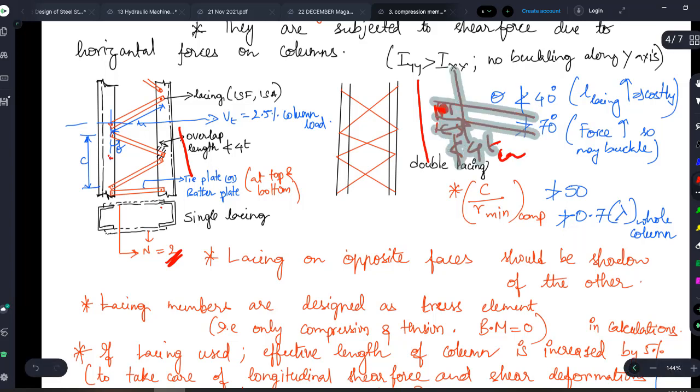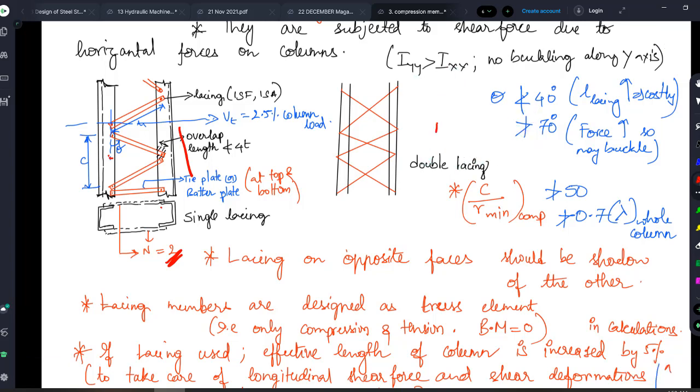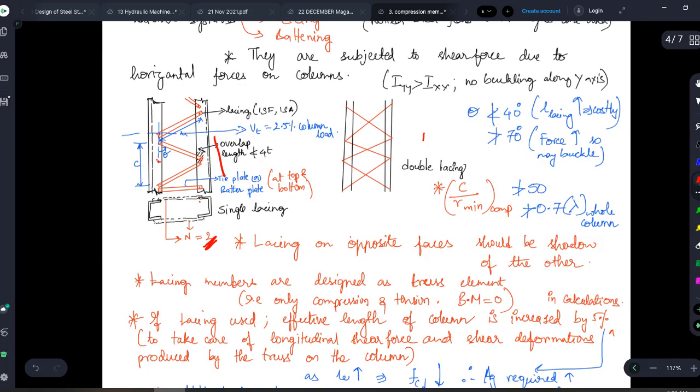Very important bit, it has been asked in so many examinations as a one liner, that the overlap length in case of lacing should not be less than 4 times the thickness of your lacing. I hope you got the concept so far. No problem, you are perfect.